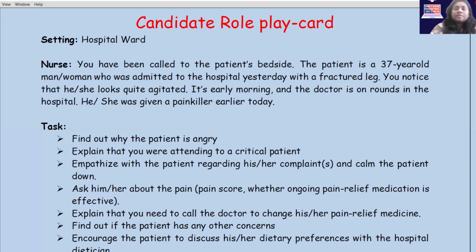After that, the candidate should ask the patient what he or she would prefer to be called. Some people prefer to be called by their first name, or some prefer to be called by last name. Some need to add their titles like Mr., Mrs. or Miss. So you can ask, how may I address you, and what do you prefer to be called? Either of these questions you can ask. Then after this introduction, you can go to the role play task.